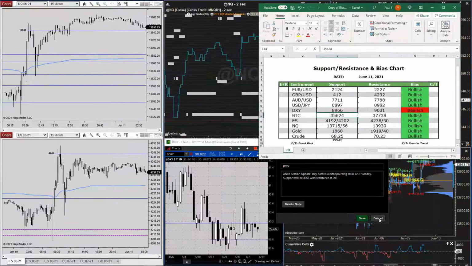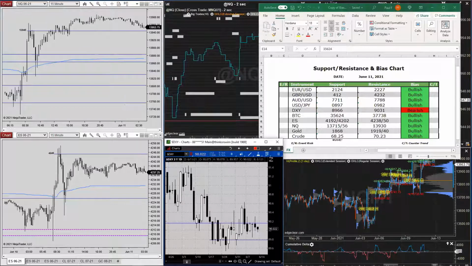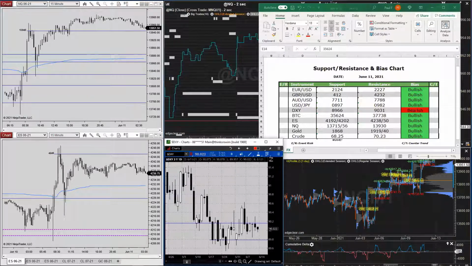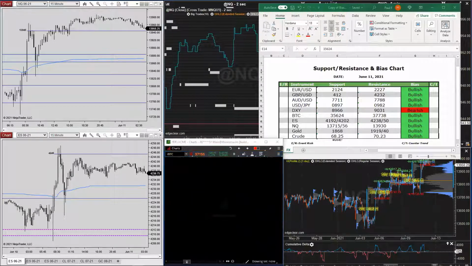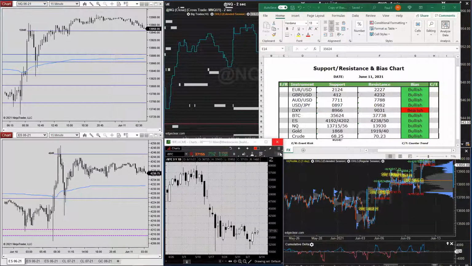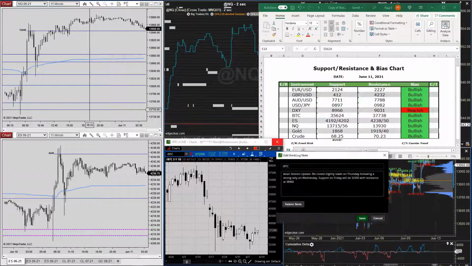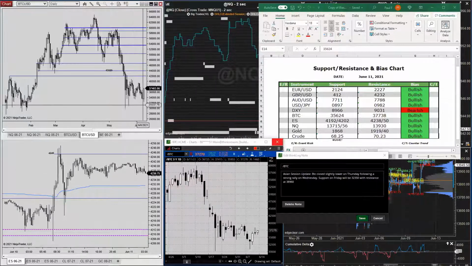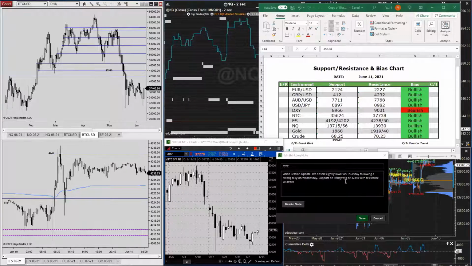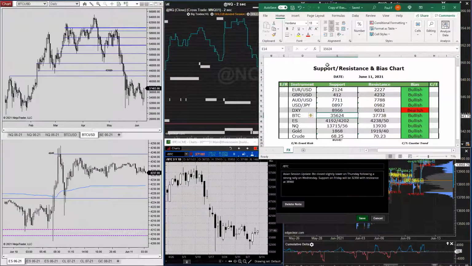And on to Bitcoin. Okay, so Bitcoin closed slightly lower on Thursday, following a strong rally on Wednesday. Support on Friday would be 32,350 with resistance at 38,960.